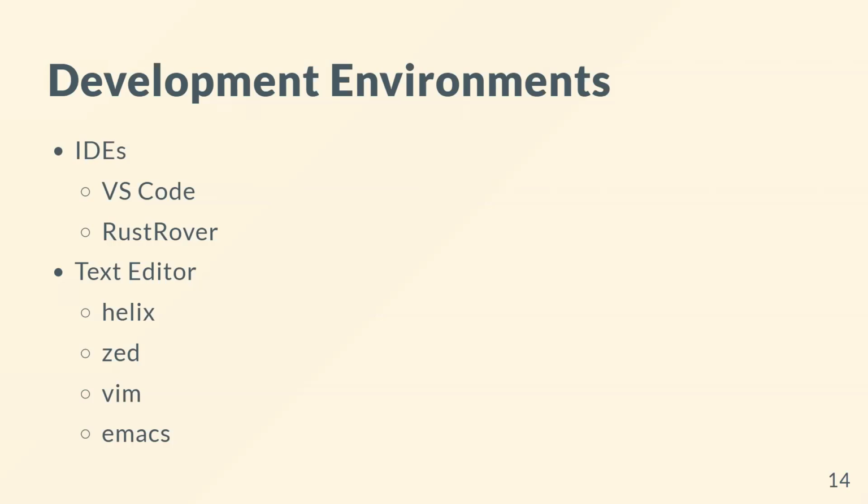Another common one is RustRover, which is provided by JetBrains. But you can also just use text editors, so Helix, Vim, and Emacs. I put Zed in text editors, though I've never used Zed, but apparently it's more on the IDE side. And it's written in Rust, so that might be something you want to try out as well. But if you're trying a new language, maybe stick with an IDE you're familiar with to start with.